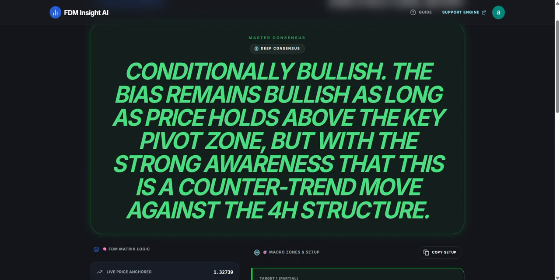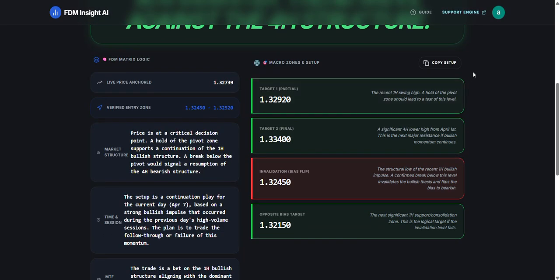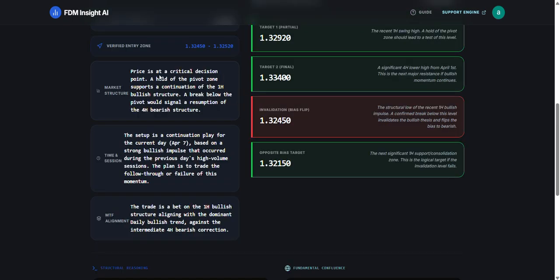Conditionally bullish, the bias remains bullish as long as price holds above the key pivot zone, but with the strong awareness that this is a counter trend move against the full structure. Okay, guys, thank you, Mr. AI. Its entry zone is 1.32450 to 1.32520.